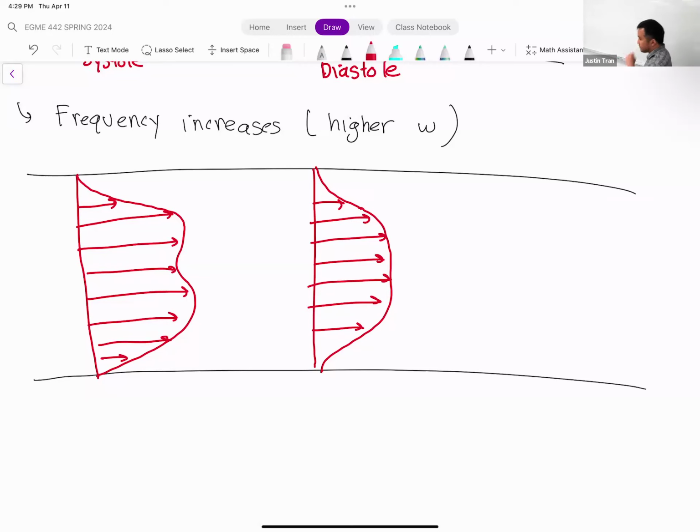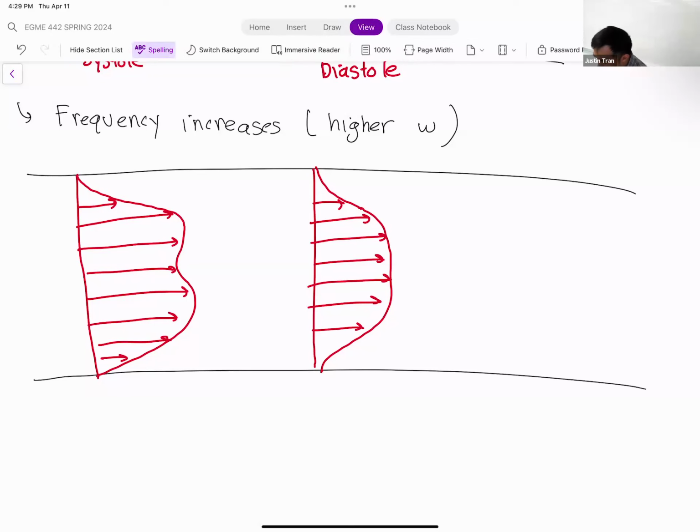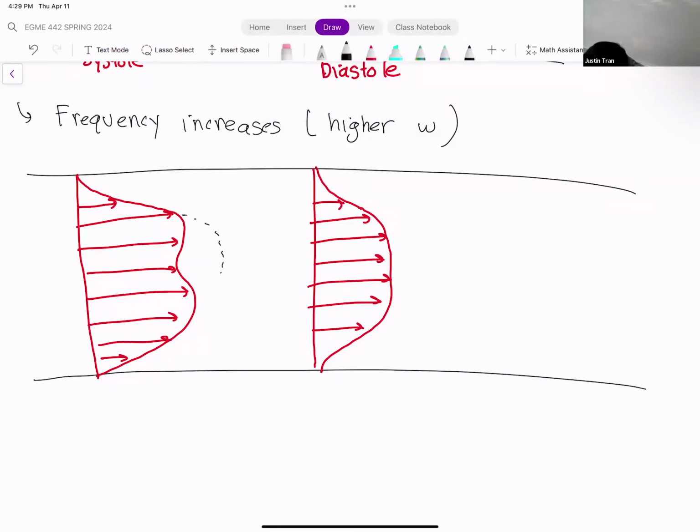Okay. All right. And so it almost looks like maybe it's trying to form the parabola. So you can see that maybe it's trying to form the rest of the parabola like this, but there's some factor that's preventing it from forming that full parabola.